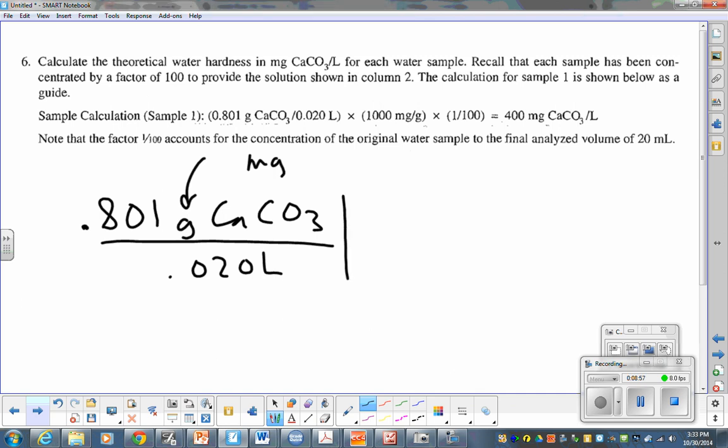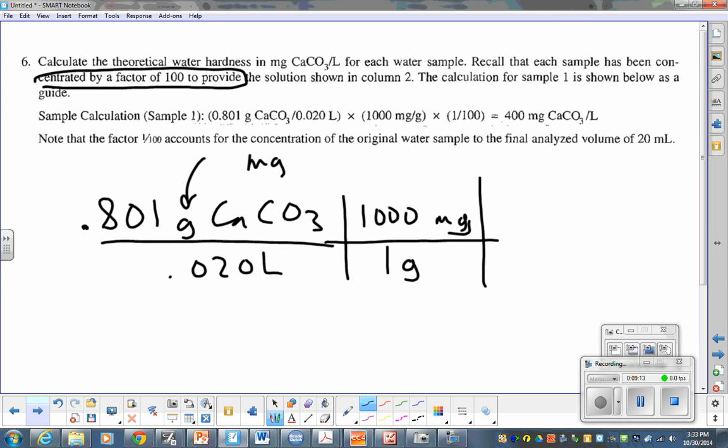I know that 1 gram is equal to 1,000 milligrams. And then the last thing is the sample that we used had been concentrated by a factor of 100. So the actual value is going to be 1/100th of that. To return it to the actual value, I'm just going to multiply times 1 over, or basically divide by 100.